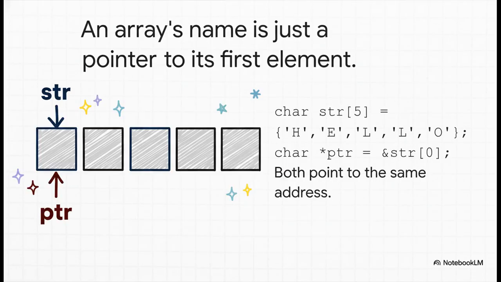And here it is, the big reveal. An array's name isn't really the array itself. It's just a constant pointer to the memory address where that very first element lives. So if you look at this code, we make an array called str, and then we make a pointer, ptr, that points to the first element of str. So what do you think happens when we print them both out?